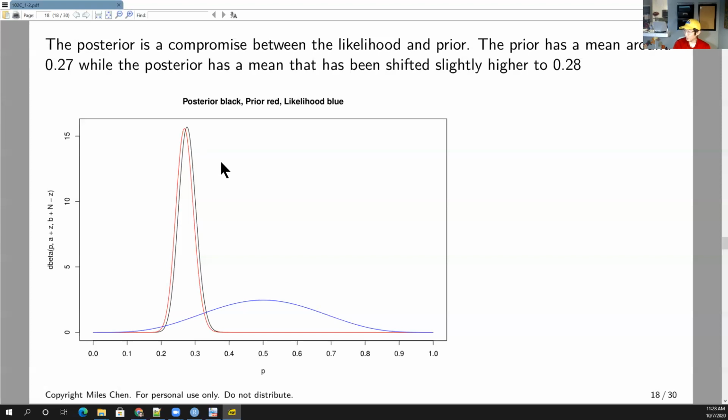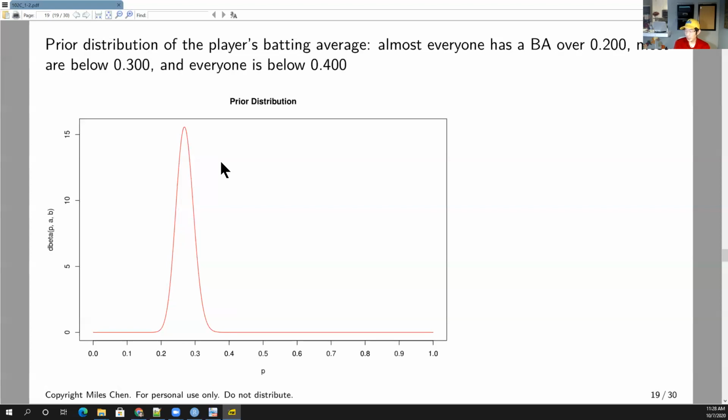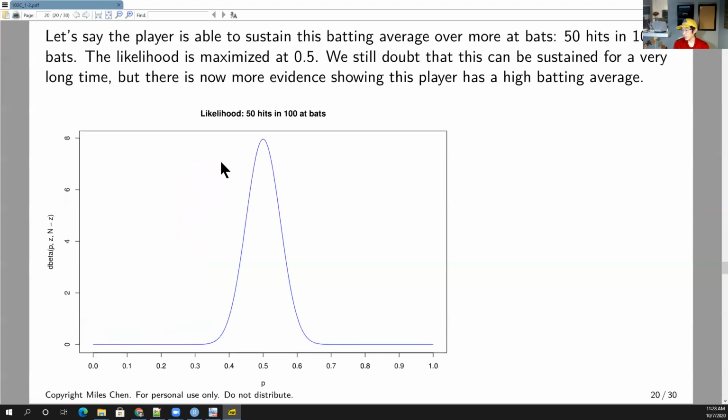Let me show you another example. Let's say we start with the same prior distribution for the batting average, a beta distribution with shape parameters 81 and 219. But this time we're going to say this player has managed to sustain this very high batting average over 100 at-bats. This would be a record performance. If a player was able to manage 50 hits in 100 at-bats, they would start making news headlines in the sports world.